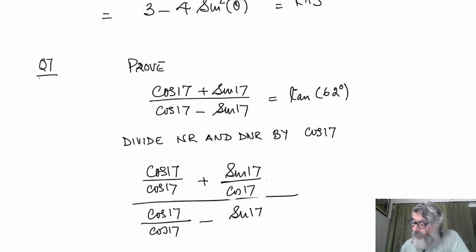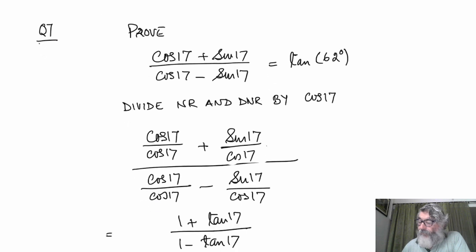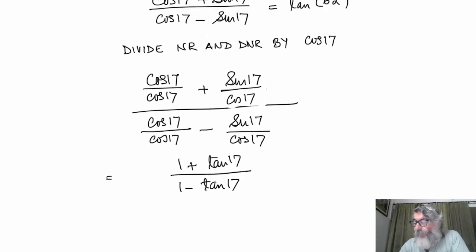We are dividing by the same cos 17, so it will become 1 plus tan 17 upon 1 minus tan 17. I can write this as tan 45 plus tan 17.